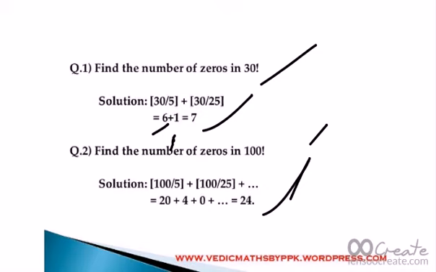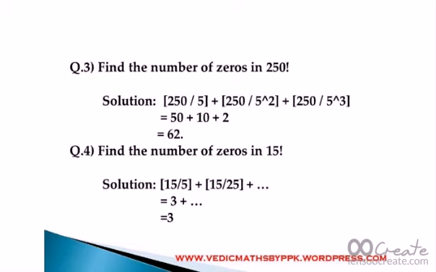Find the number of zeros in 250 factorial. Go on dividing successively. 250 divided by 5 is 50. 250 divided by 25 is 10. 250 divided by 125 is 2. The process continues until the numerator is smaller than the denominator. If the denominator exceeds the numerator, then the process stops. Therefore we get 62.